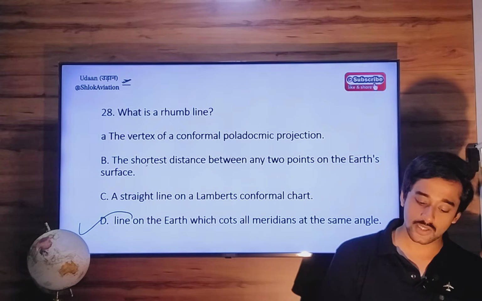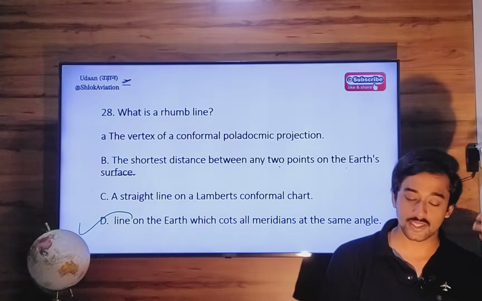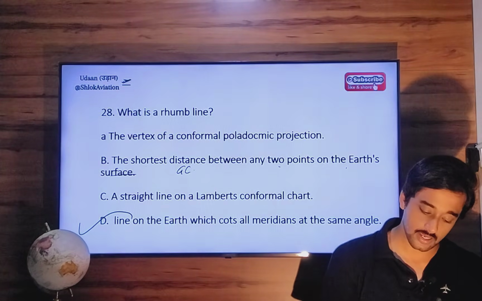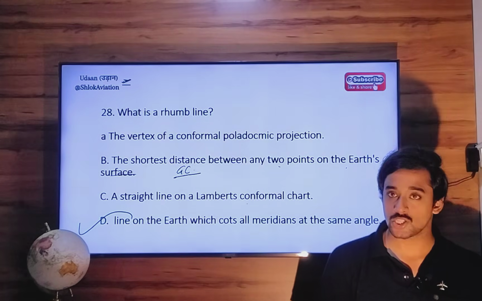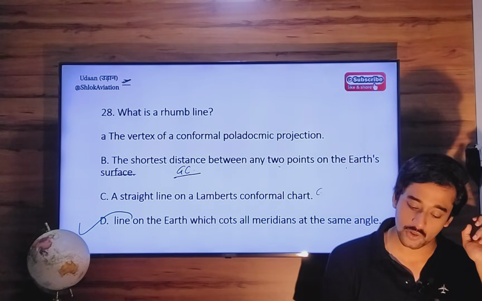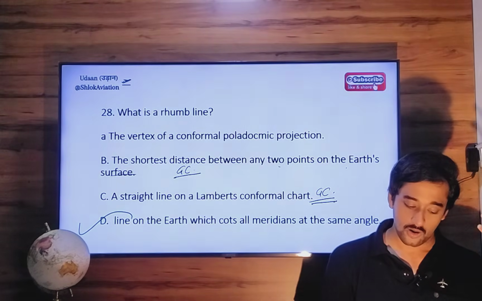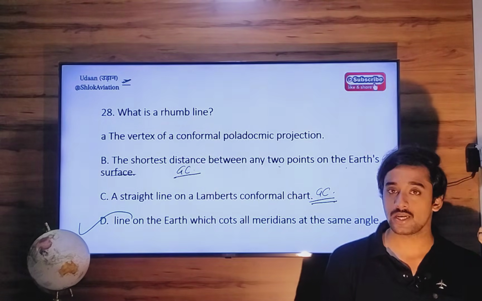So a line on the earth which cuts all meridians at the same angle is your rhumb line. The shortest distance between any 2 points on the earth's surface is given by a great circle track. A straight line on a Lambert's chart for short distances is equal to a great circle. So by eliminating other options, we are left with option D.